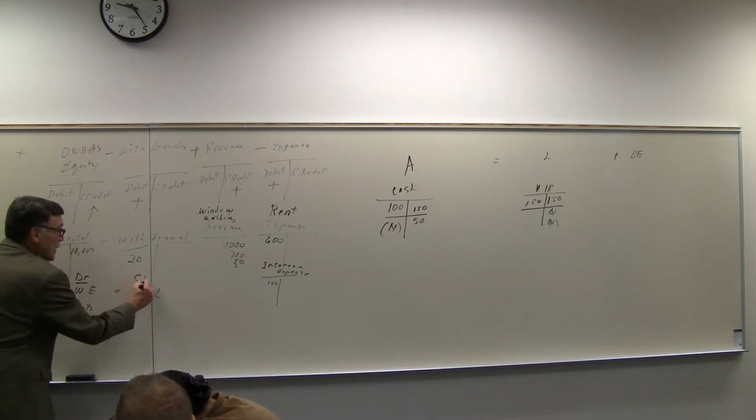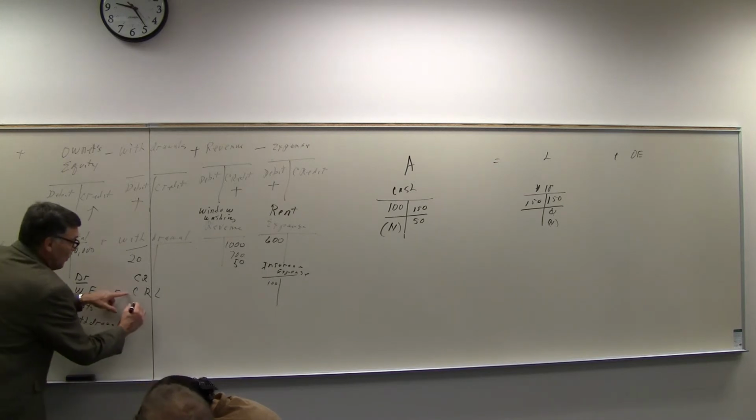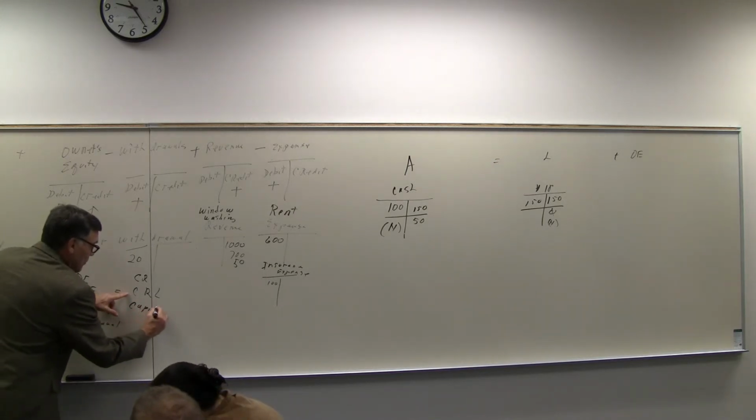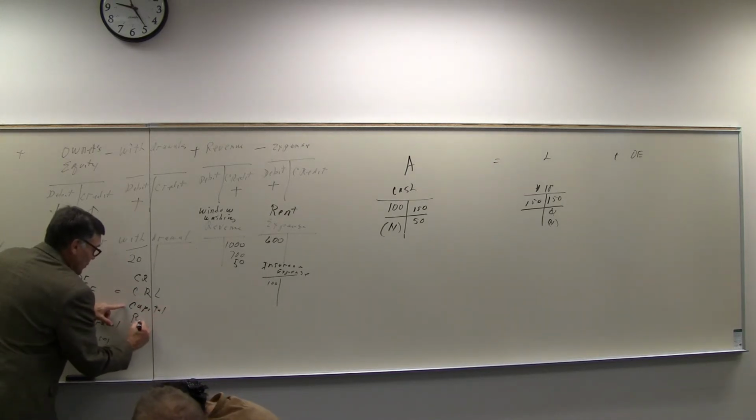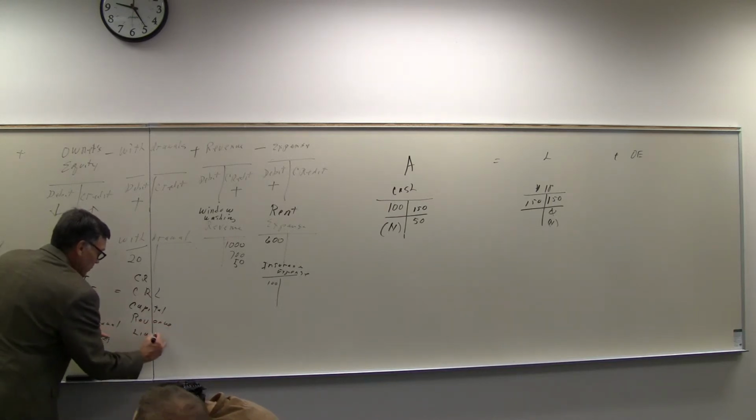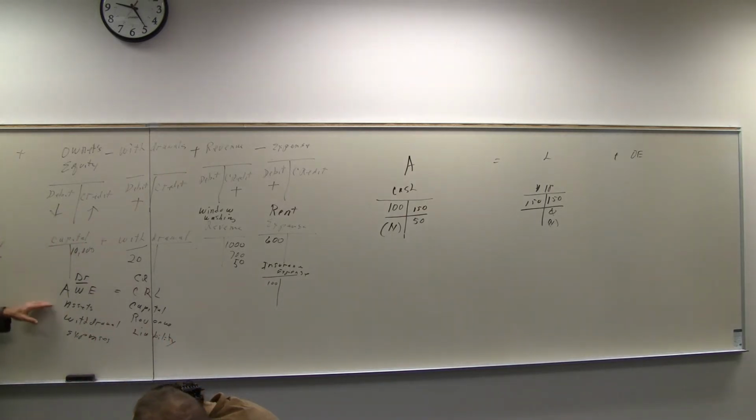Now, all of these increase with the credit. So you have capital, revenue, and liability. If you want a mnemonic device, that's one. So AWE equals CRL. Just a mnemonic device.